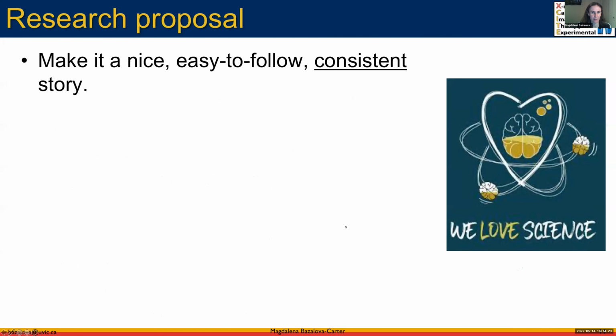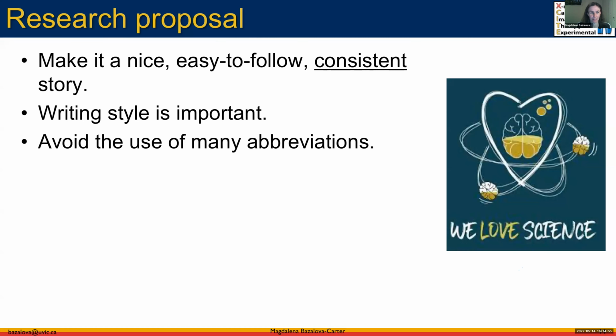Okay. So what I think a research proposal should be is a very nice, easy to follow and consistent story. Don't jump from one thing to another and then back to the one thing, because reviewers don't like that. The writing style is also important, maybe even very important. So if you can, polish it and not necessarily use fluffy language, but nice language, that's always valuable. But of course, this has to be scientifically correct.